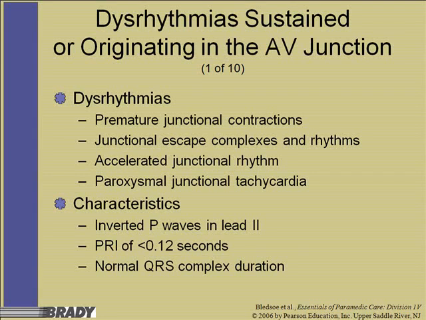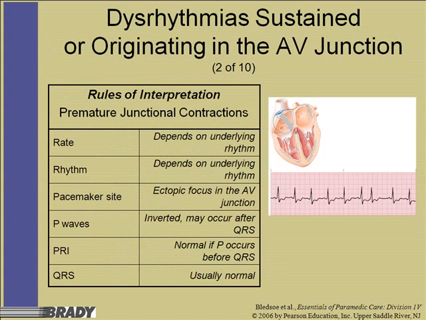Typically, we focus more in the AV junction problems on the 4 blocks that I mentioned earlier. These are something that you can just look at. So PJCs depends on the underlying rhythm. You've got one PJC that's popping up there after about the 7th complex or so. The rhythm depends on the underlying rhythm. You've got an ectopic focus in the AV junction.